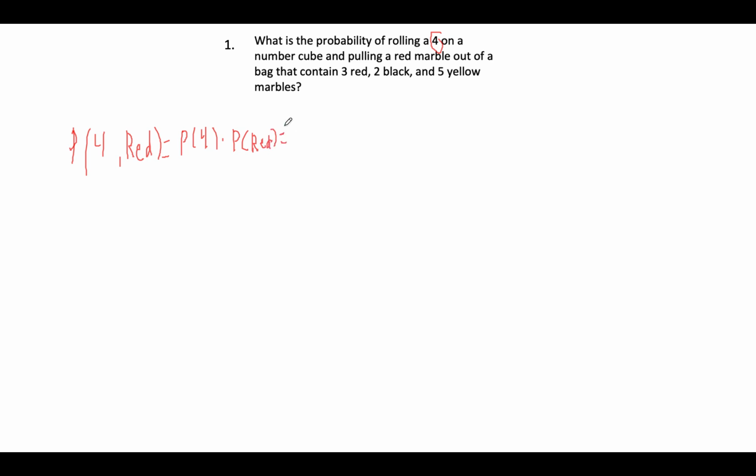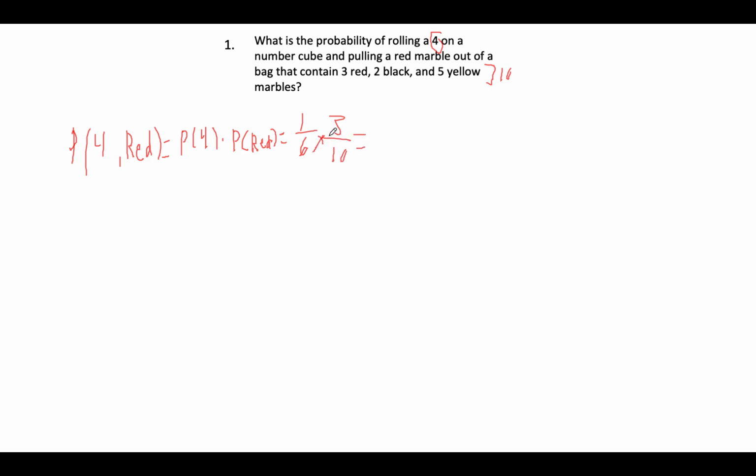So probability of pulling out a 4, as we know in a number cube, is going to be 1 over 6. Only one side has a 4 on it. Probability of pulling out a red marble, there's going to be 3 red marbles, and the total number of marbles in the bag is 3 plus 2 plus 5, which is going to be 10. So we're now going to multiply these two together.